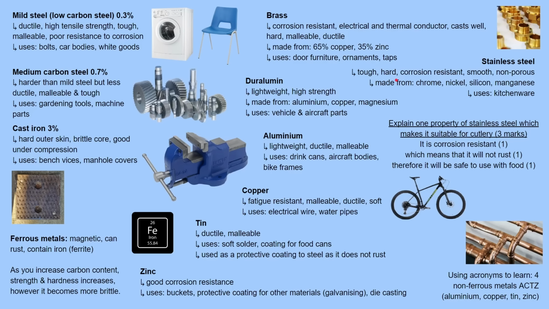Stainless steel is tough, hard, corrosion resistant, smooth, non-porous. All metals are non-porous, which means it doesn't absorb water. It's easy to wipe normally. Made from chrome, nickel, silicon, manganese, and used in kitchenware, cutlery.